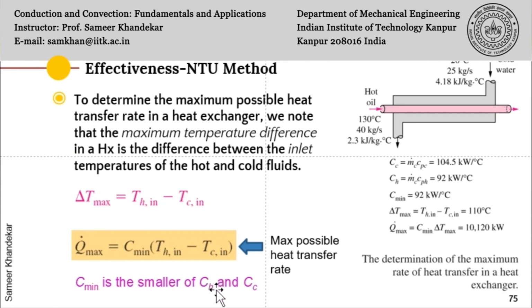If Ch is smaller, then after you transfer Q dot max, which is C min into Th in minus Tc in, you will see that the hot temperature has come to the temperature of the cold fluid, and therefore no further heat transfer takes place.